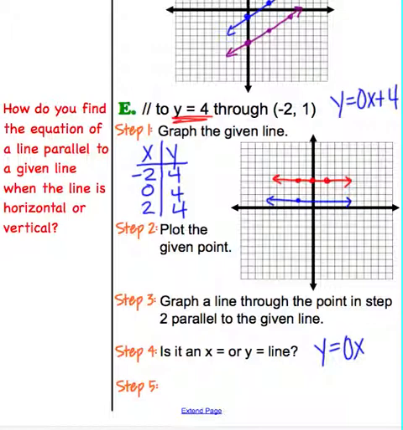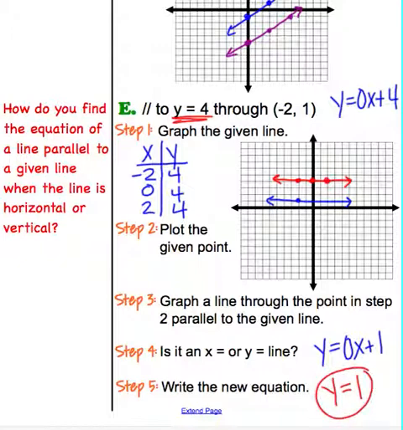And so then step 5 is going to be to write that new equation. Well, it crosses the y-axis at 1, so it'd be y equals 0x plus 1, but we want that simplified, so our final answer is going to be y equals 1.